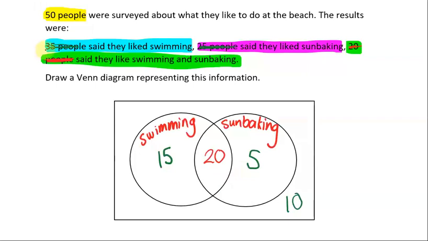Make sure you read the questions carefully. 35 people said they liked swimming. They didn't just like swimming, but they definitely did like swimming, which is what we've got. 35 people that liked swimming. So be really careful with the language you read in the explanation about your Venn diagram, because sometimes there are some tricks in there.